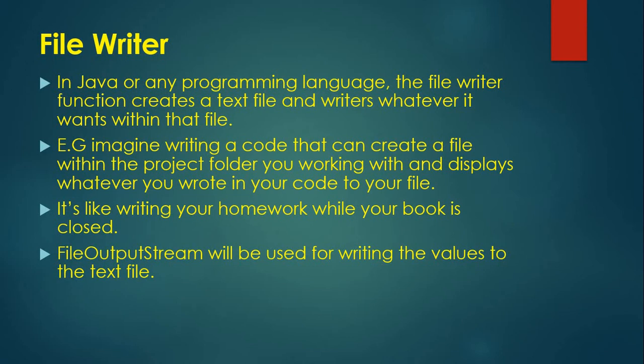File writer. In Java or any programming language, the file writer function creates a text file and writes, not writers, that was a typo, and writes whatever it wants in that text file. For example, imagine writing a code that can create a file within the project folder you are working with, and it displays whatever you wrote in your code to that file. So whatever I wrote in my code, what I wanted to say in that file, will automatically pop up in your text file.